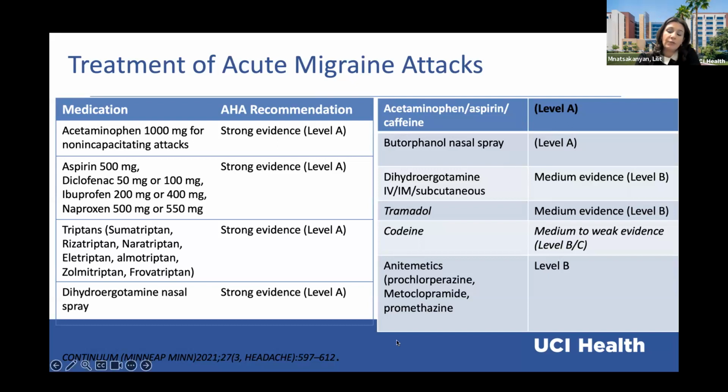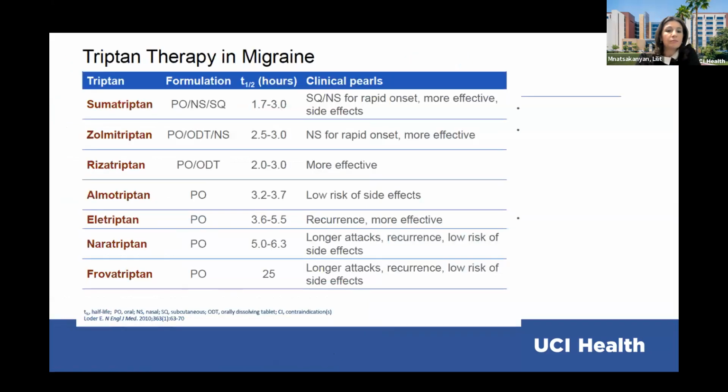The other category that's important to pay attention to, antiemetics with level B. I mentioned that nausea, vomiting is part of the migraine symptomatology. In addition, some data is known that it can help headaches as well, specifically metoclopramide, prochlorperazine. These are the 7 triptans available in a variety of formulations, oral or intranasal or subcutaneously.